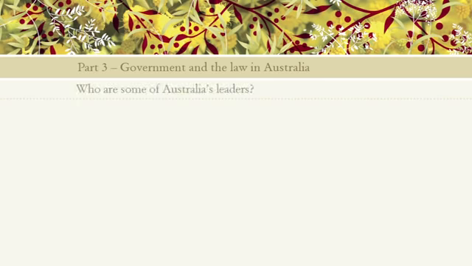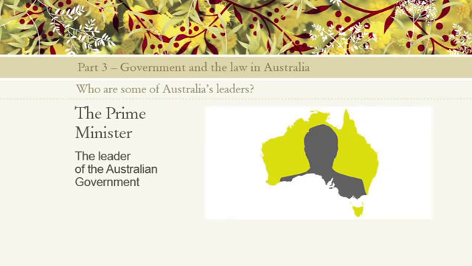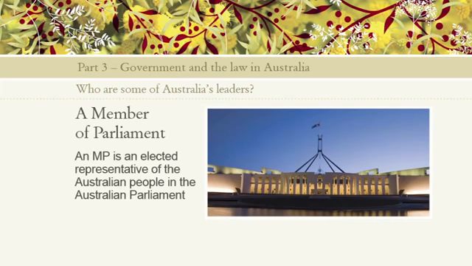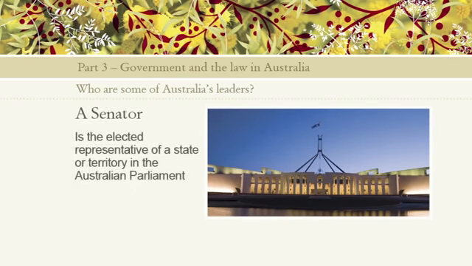Who are some of Australia's leaders? The Prime Minister is the leader of the Australian government. A government minister is a member of Parliament chosen by a government leader to be responsible for an area of government. A Member of Parliament, MP, is an elected representative of the Australian people in the Australian Parliament. A Senator is an elected representative of a state or territory in the Australian Parliament.